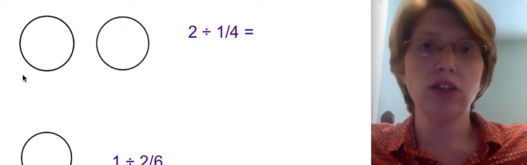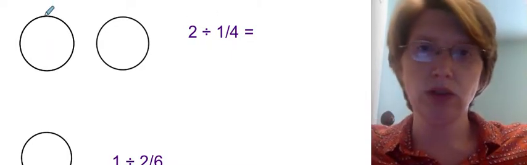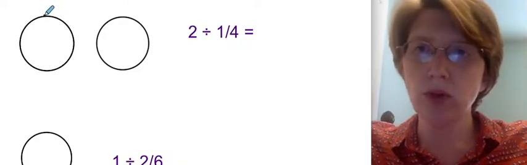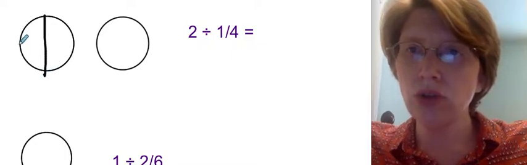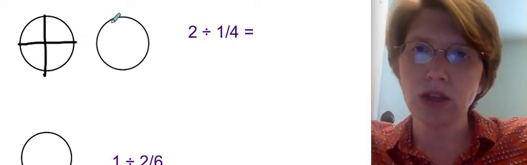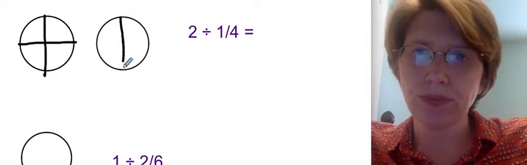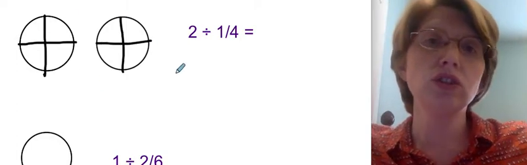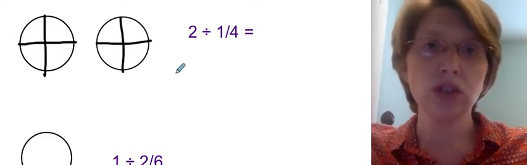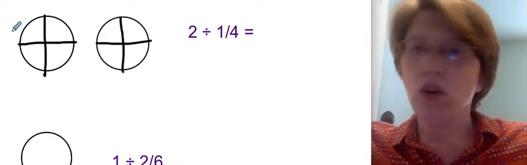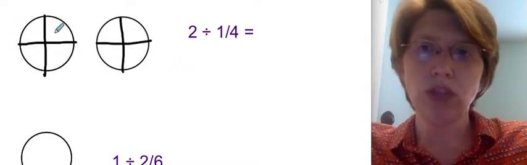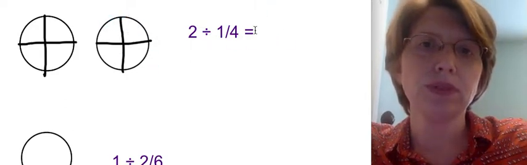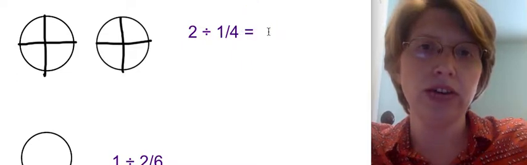Let's figure this out. I'm going to try to draw this neatly. Here we go. So I want you to do this with me on your circles, okay? We're going to take these circles and we're going to split them into fourths. So there's the first one. You're doing this with me. Okay, so I have taken 2 circles and I have split them into fourths. Now, how many fourths do I have? 1, 2, 3, 4, 5, 6, 7, 8. That's my answer. My answer here is 8.